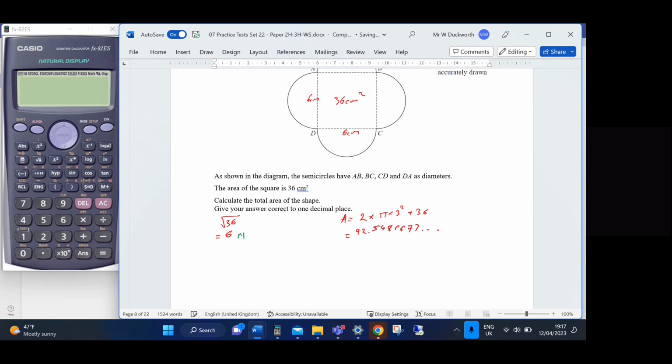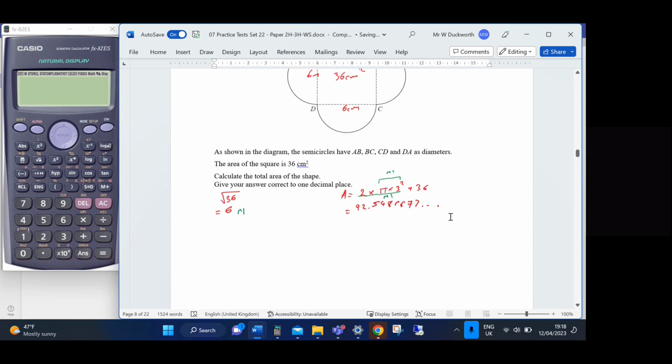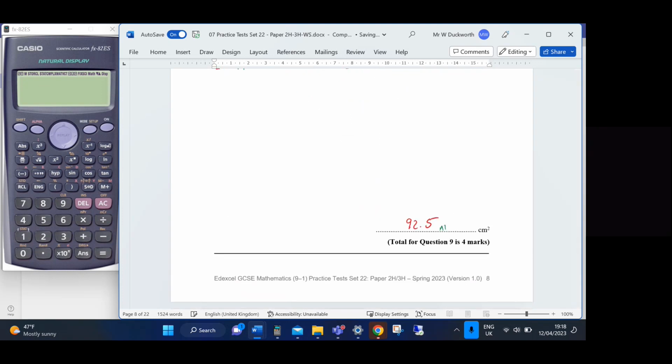The second method mark is for finding the area of one semicircle or a circle in the correct number of semicircles. So I'm going to go M there. Actually, a complete method to find the total area of the semicircles. So actually, I can pick up this. Realistically, I can pick up one M1 for that, and then one M1 for that. And then there's not actually a method mark for adding on the original area of the square, but that's okay. And then we pick up A1 mark for 92.5.